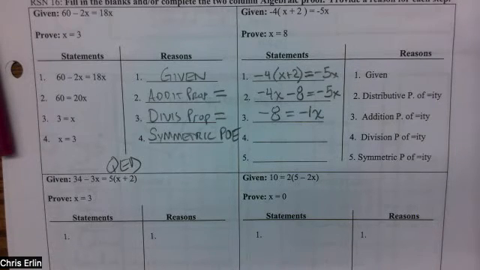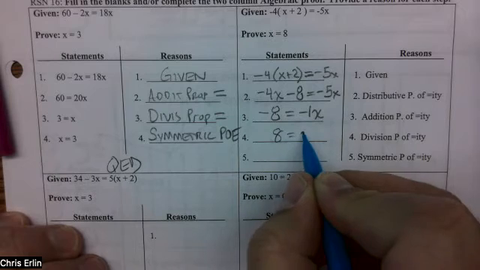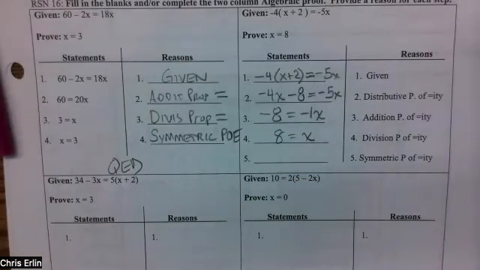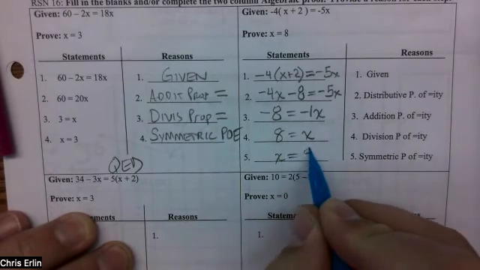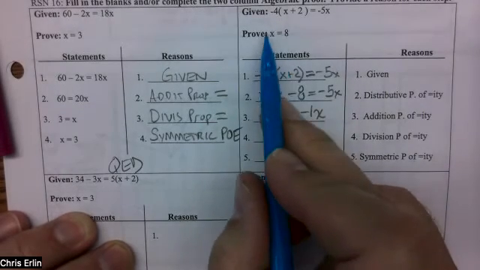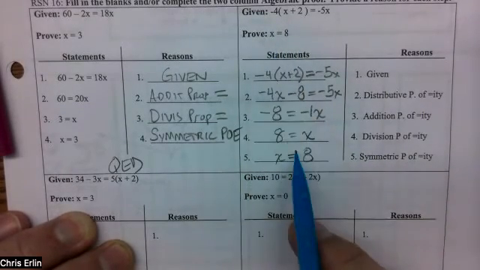And then it tells me I need to do division property of equality next. So what will my result be? 8 equals x. And that's almost right, but that's kind of like red big balloon. It conveys the idea, but it just sounds wrong. How should I write this? X equals 8. And that's not only because it sounds wrong, but because that's what I have to prove. That's going to match.